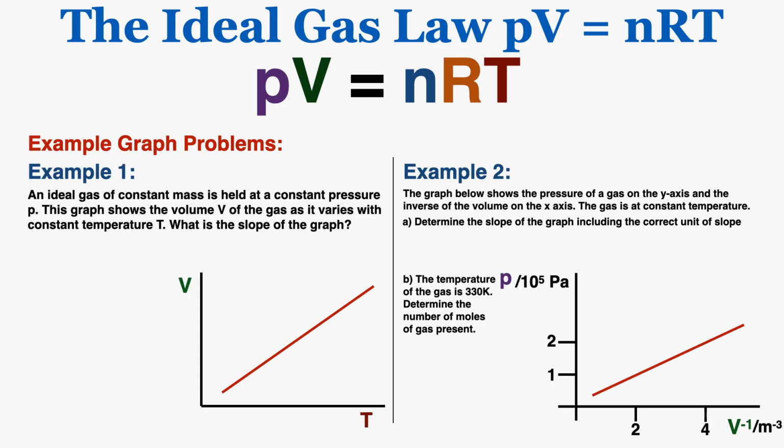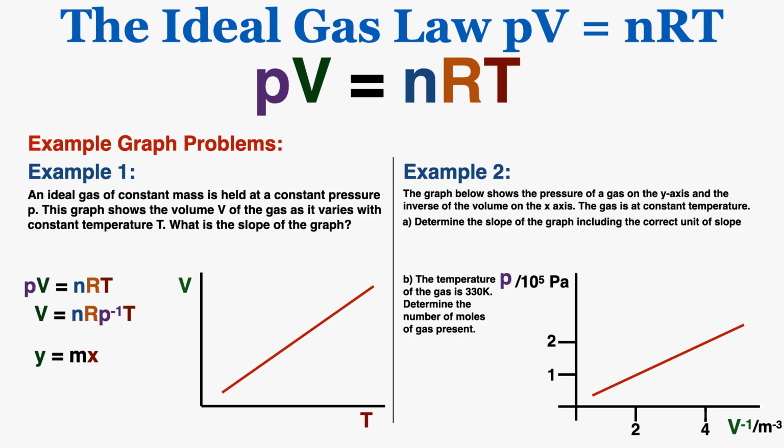This is the last part of the video where I'll do example problems in graphing, math, and proportional reasoning. These are two example graph problems. An ideal gas of constant mass is held at a constant pressure P. This graph shows the volume V of the gas as it varies with constant temperature T. What is the slope of the graph? Well, I know PV equals nRT, so isolating the y and the x, I can see that they fit this form.